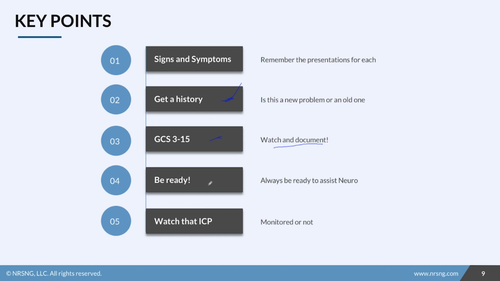In these situations, we've got to be ready to assist our neurosurgeons should they need to intervene in the ED, whether it be burr holes or putting in a bolt to monitor. All of these things can be done in the ER, especially in our tertiary centers. And as always, we want you to keep an eye on that intracranial pressure. Now, they don't have to be monitored. We can pick up on changes in intracranial pressure just from what we see. So really, we have to keep a very close eye on these patients.